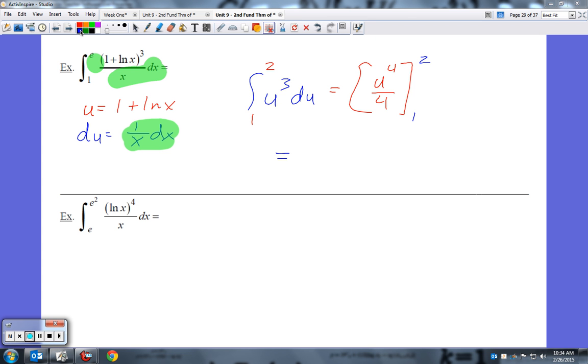So 2 to the 4 is 16, divided by 4 is 4, minus 1/4. You're going to get 15 fourths. You agree? 15 fourths units squared is that answer. Alright, so now let's go ahead and go with the next problem.